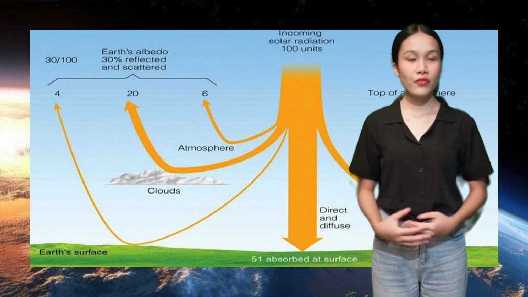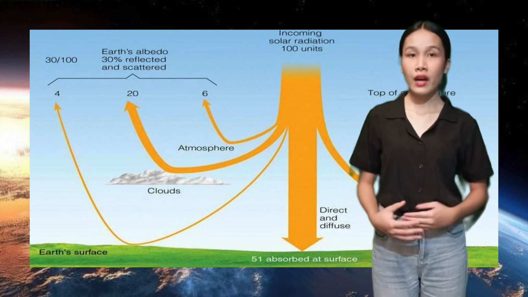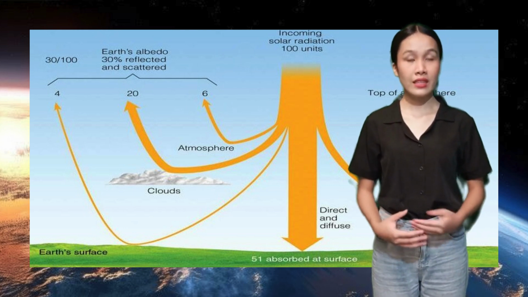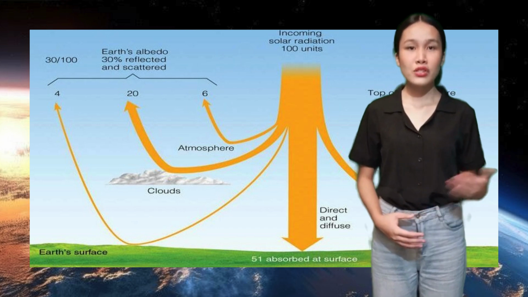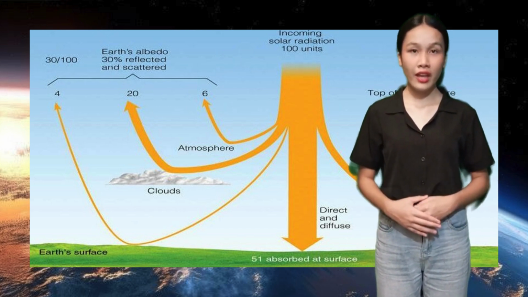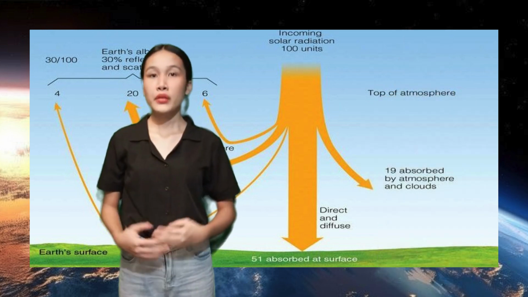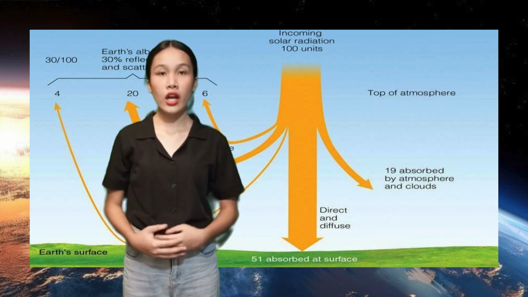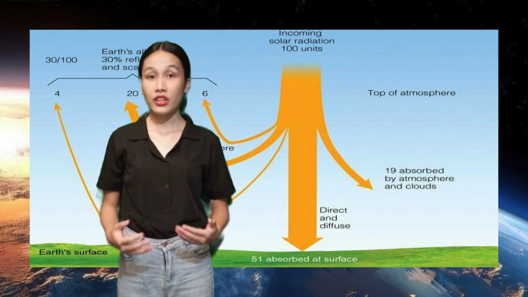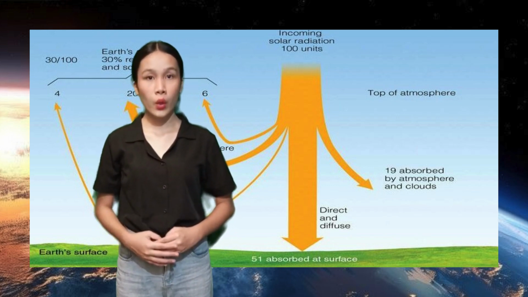We call this reflectivity albedo. Clouds, for example, have a high albedo, reflecting a lot of sunlight. Snow and ice are even more reflective. Water, on the other hand, reflects less sunlight. The remaining 70 units are absorbed by the atmosphere and Earth's surface. This absorbed energy warms our planet.